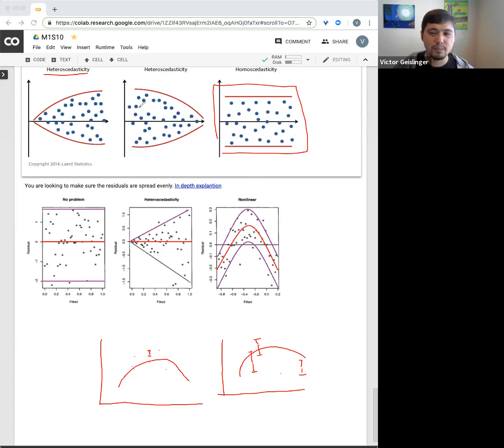So again, a little subtle point. I'll make sure to send this out to everyone on Slack, but I thought this explanation was really good for talking about what heteroscedasticity is, what homoscedasticity is, and why that's important.